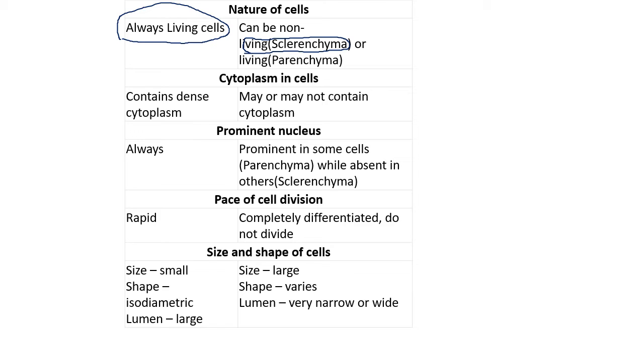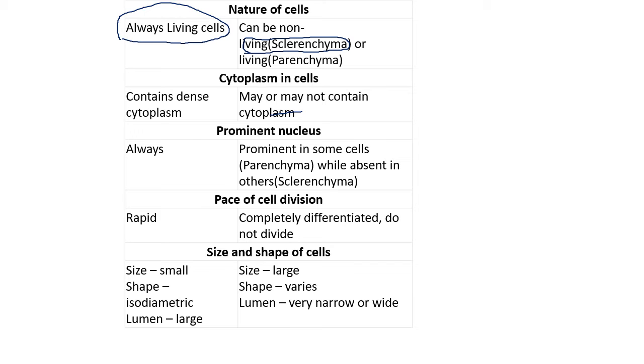You need transcription and translation. So all these processes are taking place inside the meristematic cells, and as such their cytoplasm is very dense. And in the case of the permanent tissues, the cytoplasm may or may not be present. For example, in the case of a parenchymatous tissue, which is a permanent tissue, the cytoplasm is present.